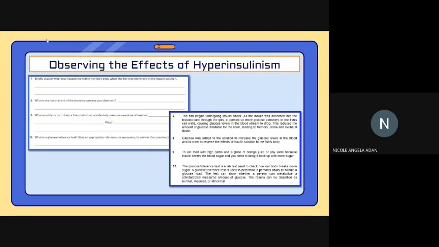And last but not the least, what is a glucose tolerance test? A glucose tolerance test is a lab test used to check how our body breaks down sugar. A glucose tolerance test is used to determine a person's ability to handle a glucose load. The test can show whether a person can metabolize a standardized measured amount of glucose, and the results can be classified as normal, impaired, or abnormal.